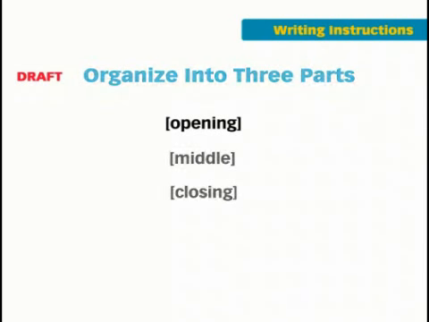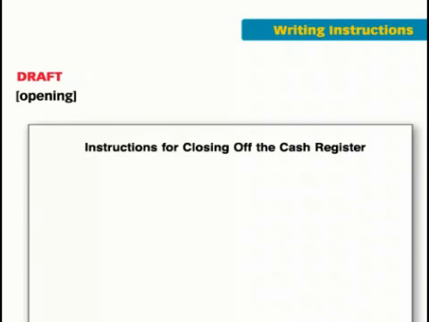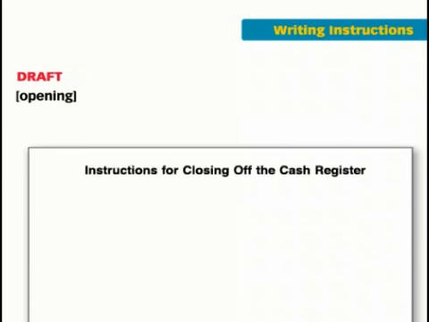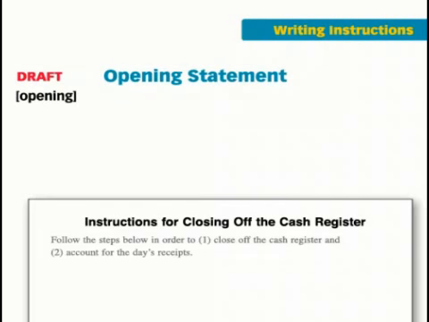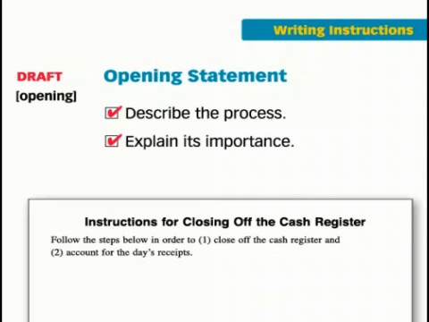When you are ready to draft, organize your instructions into 3 parts: opening, middle, and closing. In the opening, first, write a title that identifies the process. Then, write an opening statement that introduces the process. The statement should describe the process briefly, explain its importance, and state its goal.